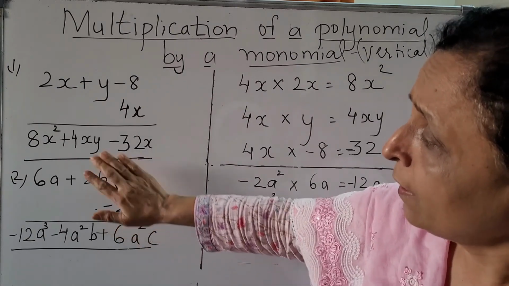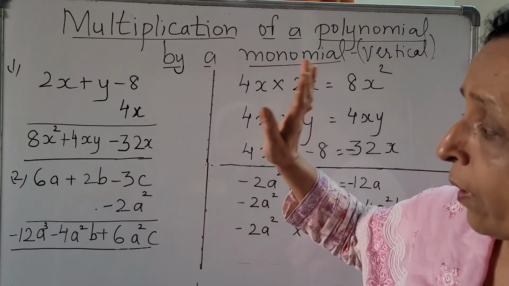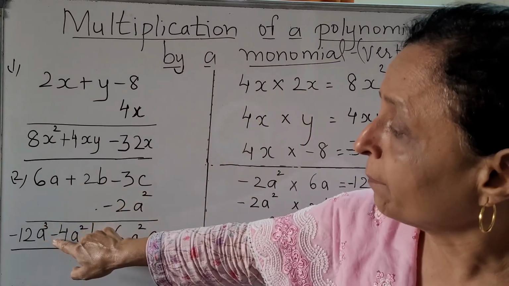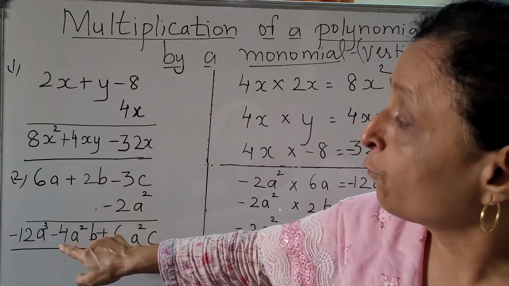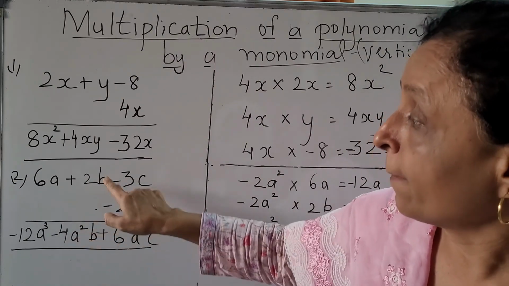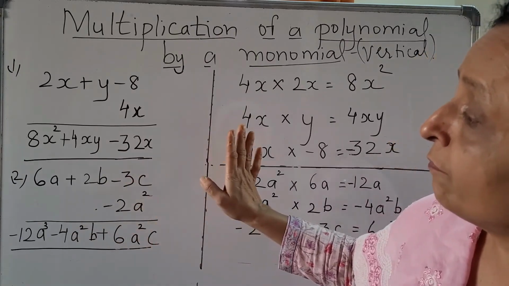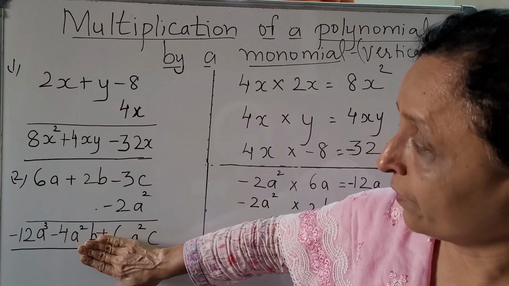This is over. Now 2p multiplied by minus 2a square. Plus and minus, signs are different, you have to write minus. 2 into 2 is 4. A square you write as it is. B you write as it is. They are different variables, they cannot be multiplied, they can be written as it is.